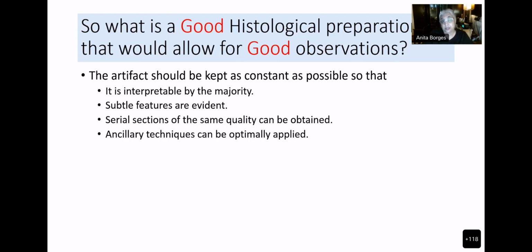Subtle features should be evident. So if you've got an artifact which does not allow subtle features to be seen, then that's not particularly good. Serial sections of the same quality can be obtained. So if you've got bad fixation, bad processing and stuff, that does not allow serial sections of the same quality, then that is a bad histological preparation. And finally, I think both Lakshmi Narayan as well as Praveen said that ancillary techniques should be optimally applied. That means that this preparation should allow you to apply ancillary techniques, whether it's immunohistochemistry, other special stains, or even now in this day and age, molecular methods.